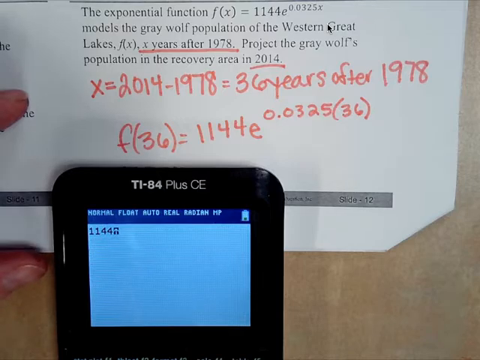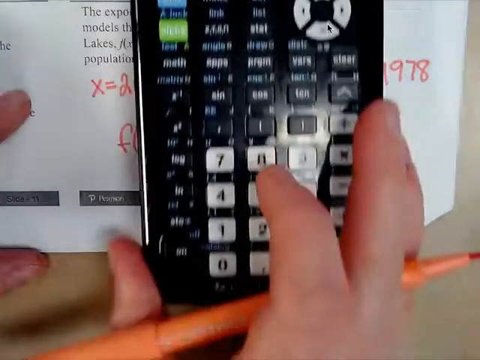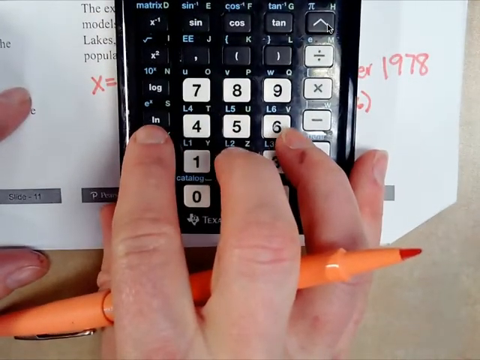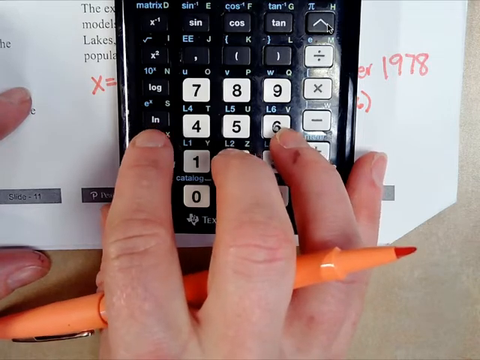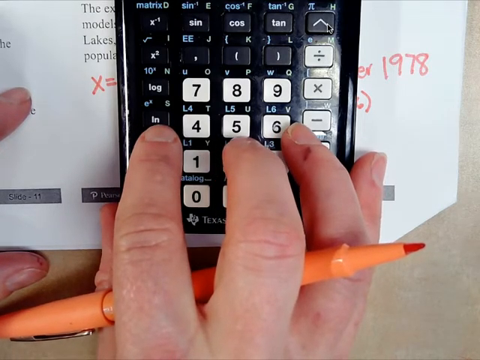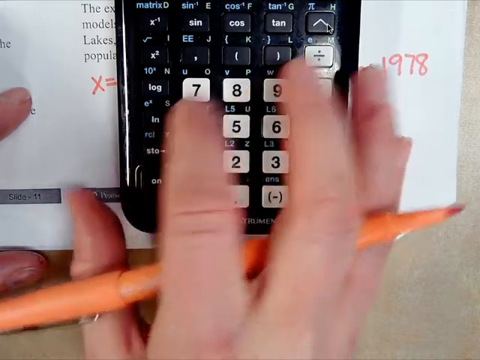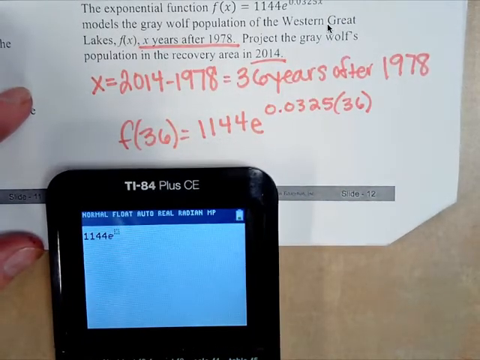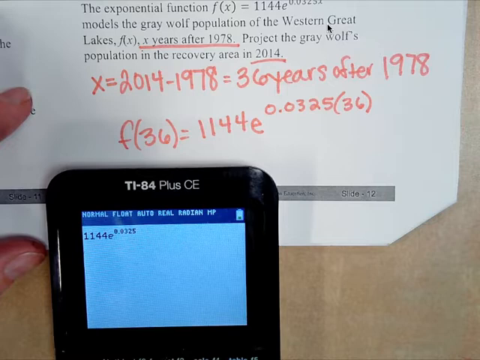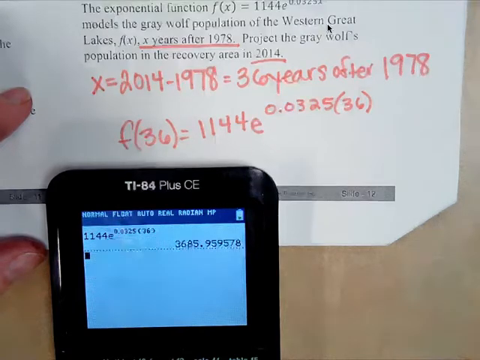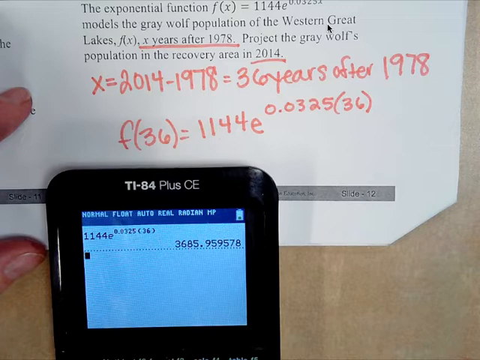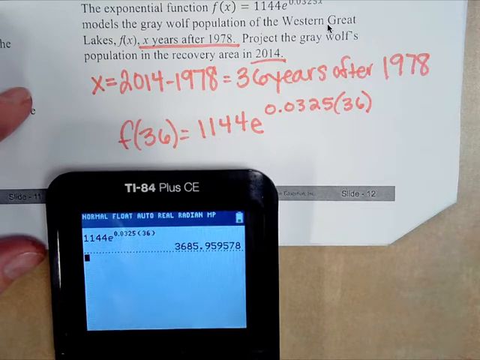Do you know where e is? It's right here. We need to use second and then the ln, which is natural log, raised to the 0.0325 times 36. I got 3,685. Oh, I put 144.